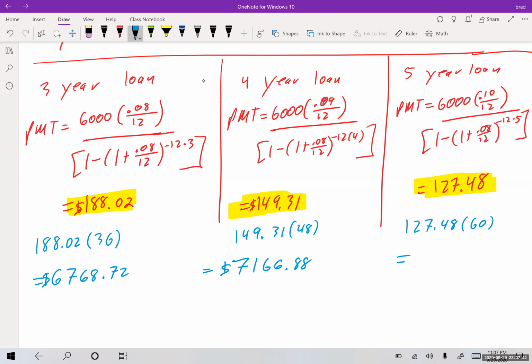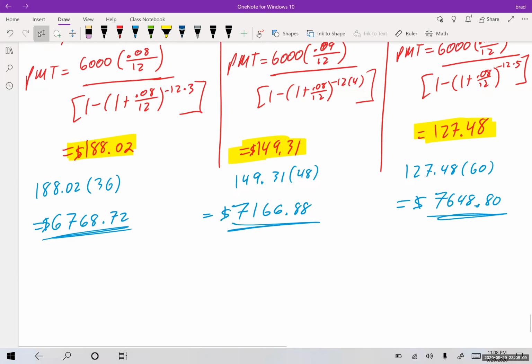And then this one is going to give me $7,648.80. Okay. So the reason I'm doing this is to see how much I pay for the entire loan. And again, they're not including tax or anything like that. So there are other fees on top of this that we would also have to pay.